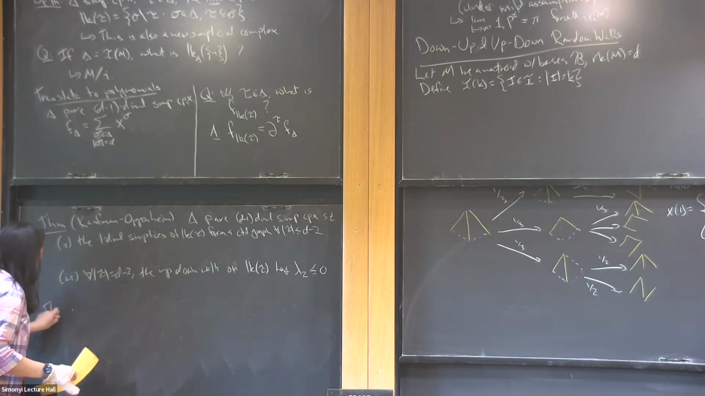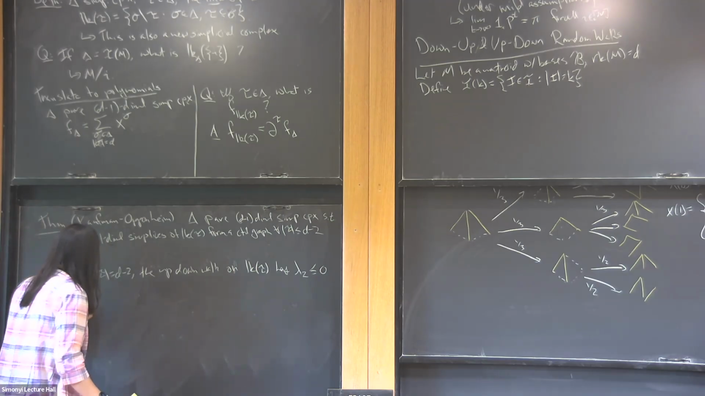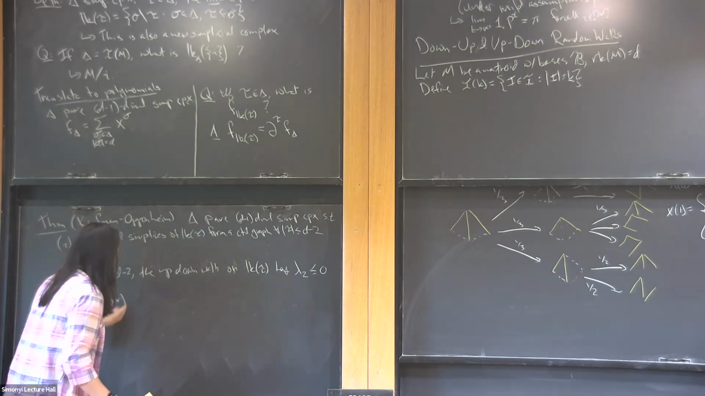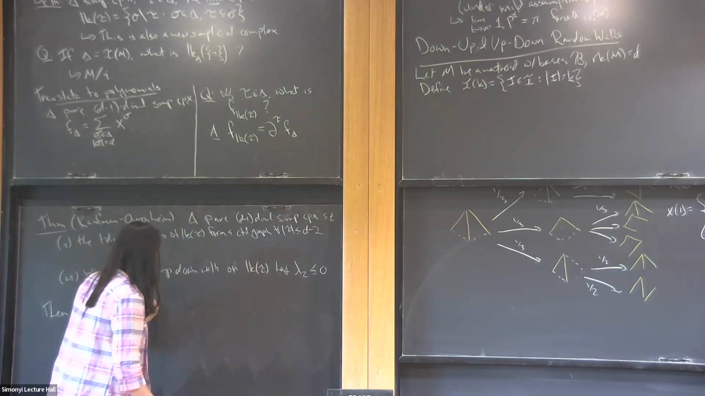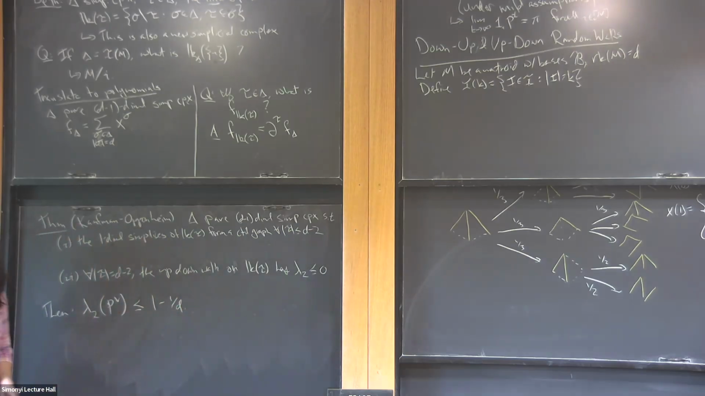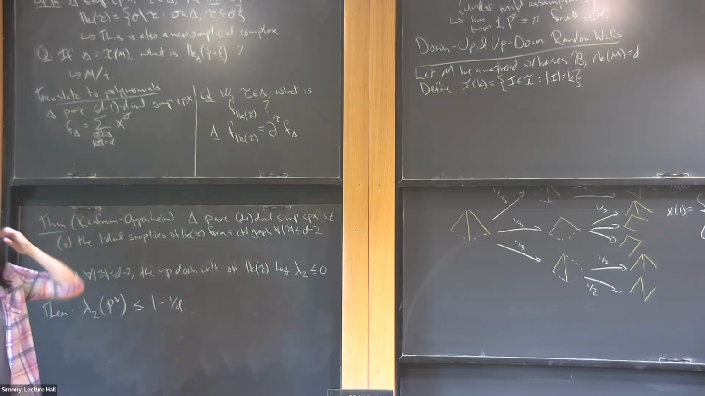And then the conclusion is that the second eigenvalue of the down-up walk, now on the maximal simplices, is at most 1 minus 1 over some bound. So the moral of this story is if we have a simplicial complex that's pretty well connected, and this is stronger than just being connected as a simplicial complex, this is a very strong connectivity assumption, and if we look at any little neighborhood, we mix very well there, then we still mix pretty well all the way upstairs.